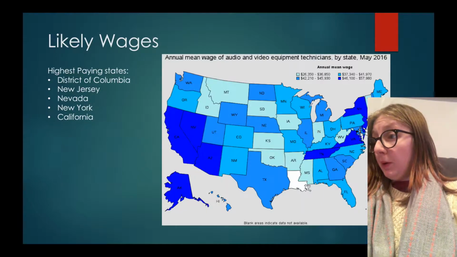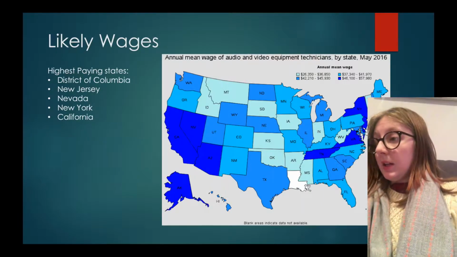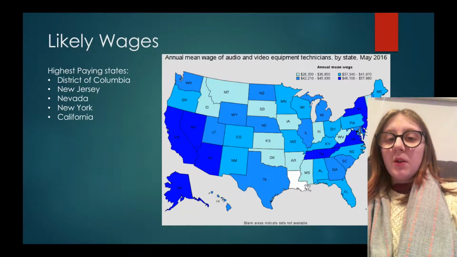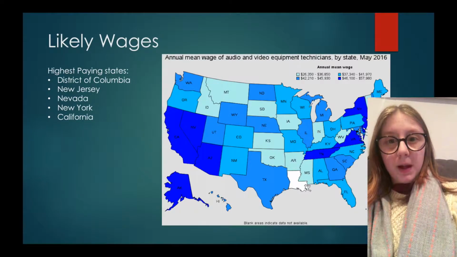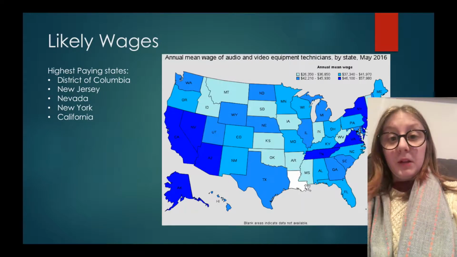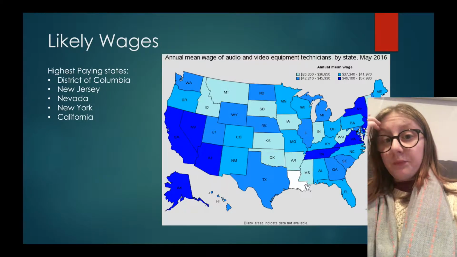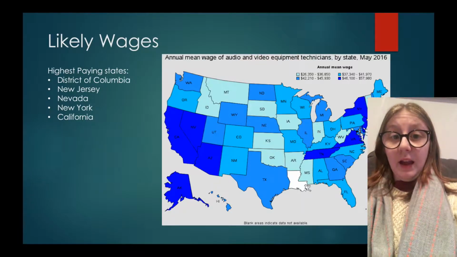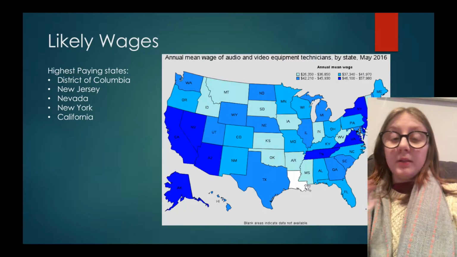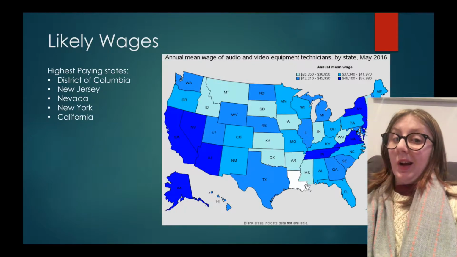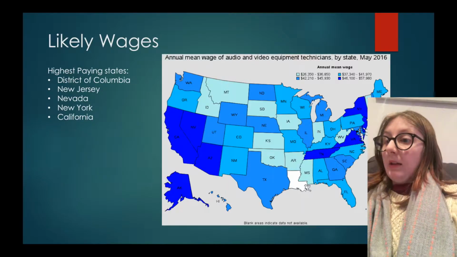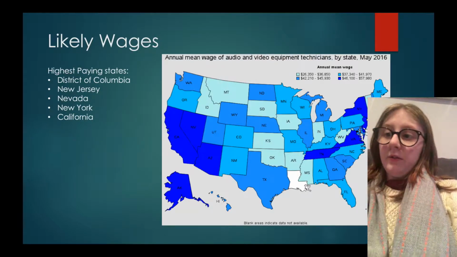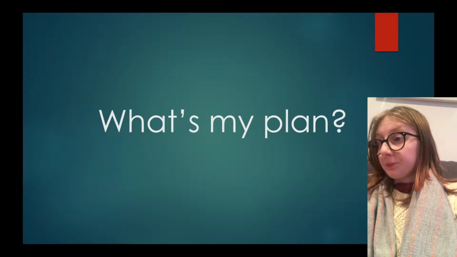It's in dark blue, so that means they pay the most, between $46,000 and $57,000. So it's about £30,000 to £40,000, but obviously that's a really good wage in the US. It's not bad, and obviously that's starting out, and you can get more as long as you keep working hard and push yourself up. So yeah, the highest paying states: District of Columbia, New Jersey, Nevada, New York, and California.